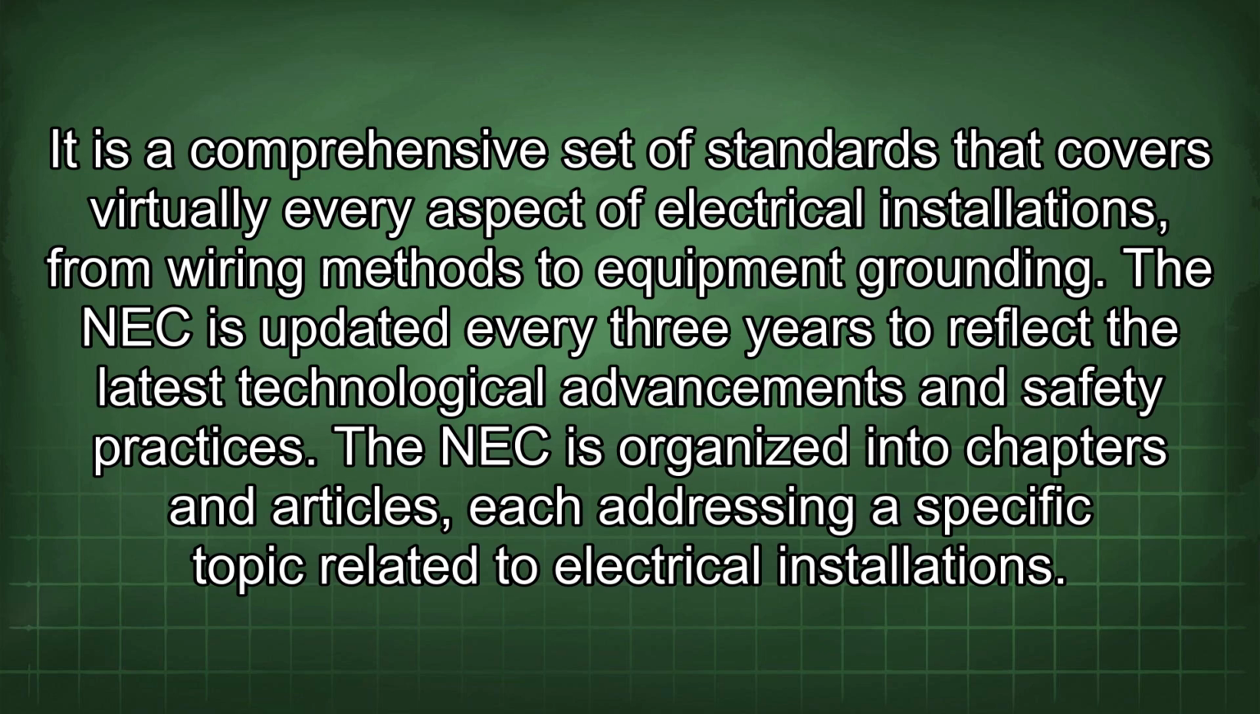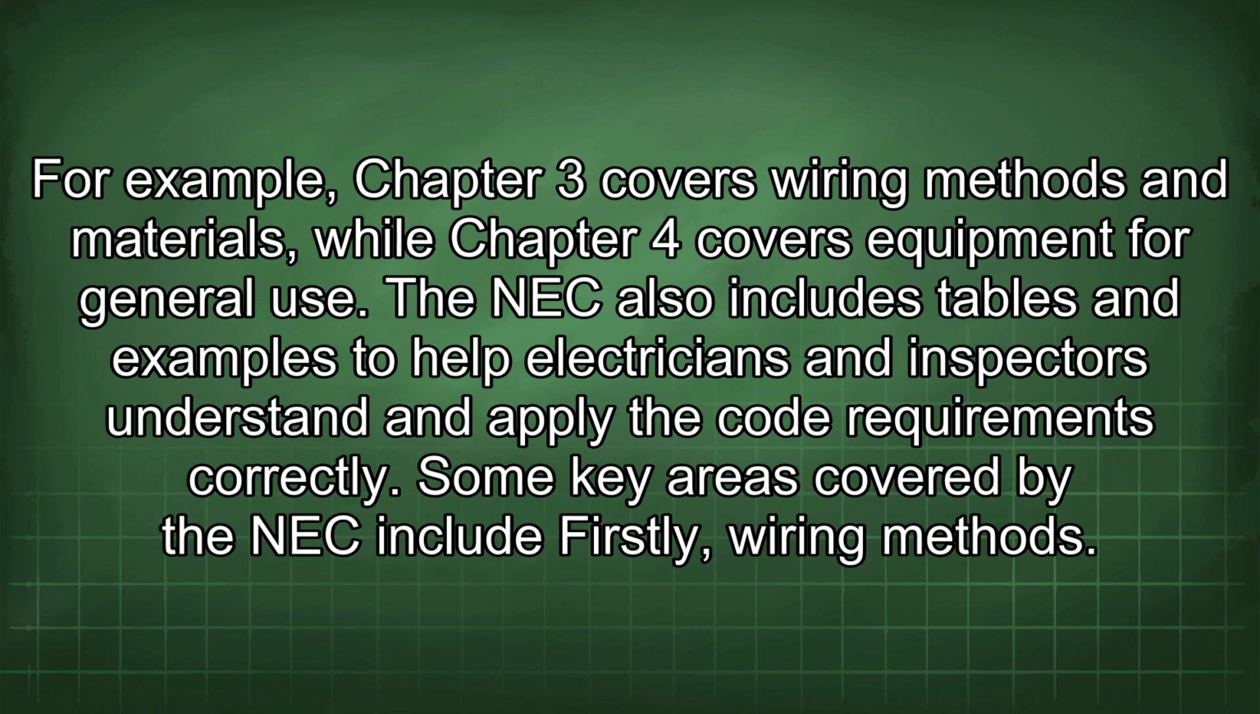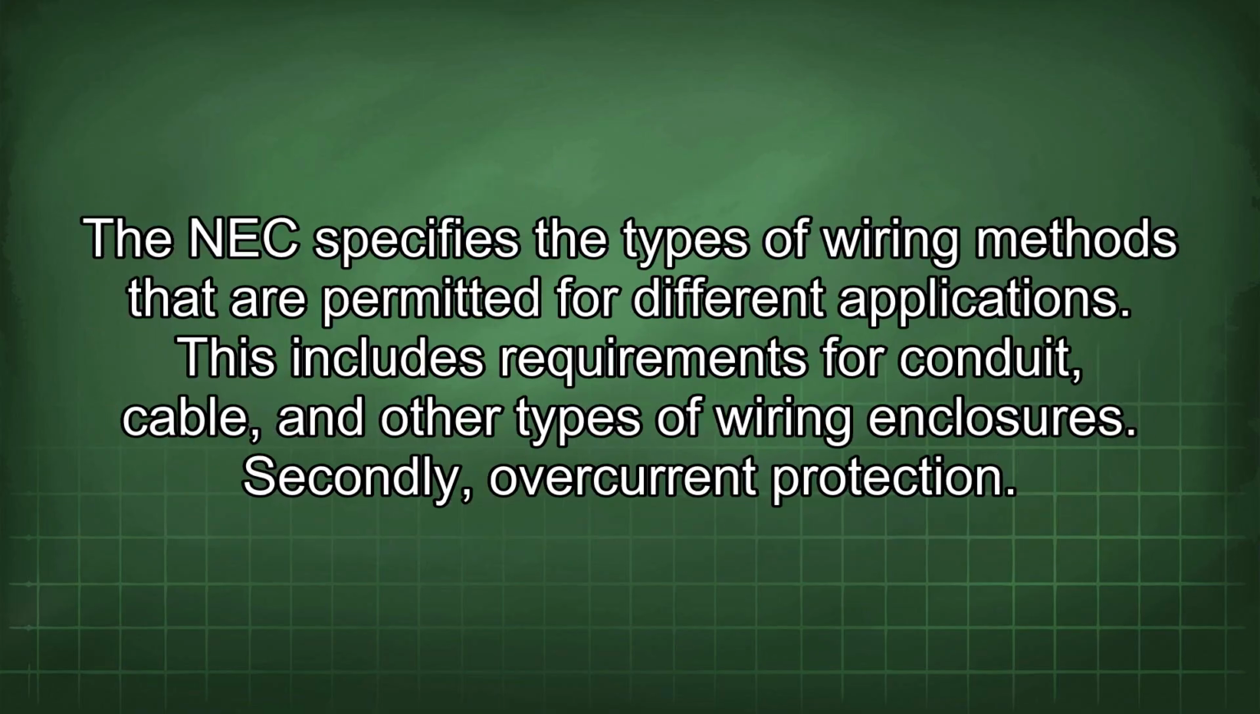The NEC is organized into chapters and articles, each addressing a specific topic related to electrical installations. For example, Chapter 3 covers wiring methods and materials, while Chapter 4 covers equipment for general use. The NEC also includes tables and examples to help electricians and inspectors understand and apply the code requirements correctly. Some key areas covered by the NEC include: firstly, wiring methods. The NEC specifies the types of wiring methods that are permitted for different applications. This includes requirements for conduit, cable, and other types of wiring enclosures.